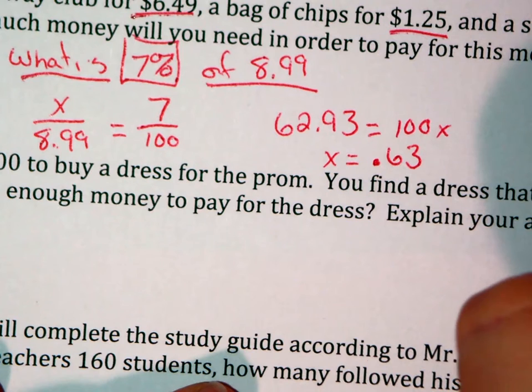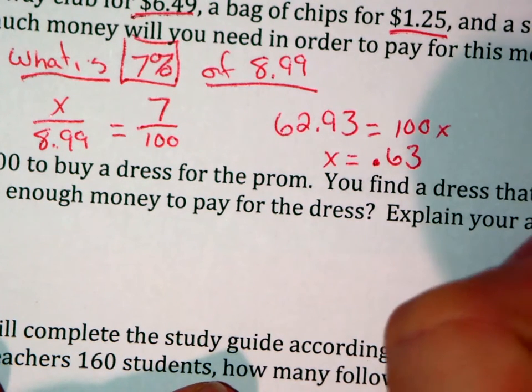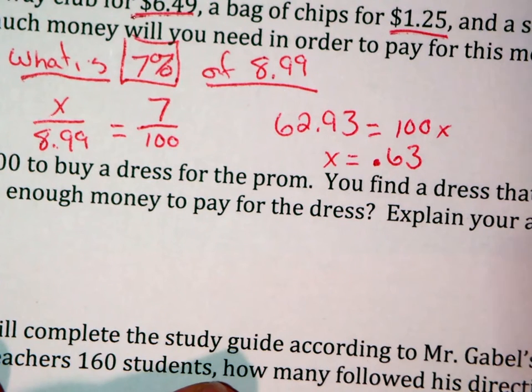Nine plus 3 is 12, carry the 1. 10 plus 6 is 16, carry the 1. 9.62. So how much money would I need in order to pay for the meal? $9.62.